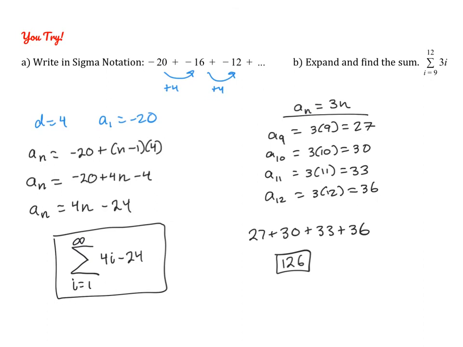Okay, let's have a look. For the first one, we're writing it in sigma notation, so we need to create the rule for the sequence. I can see that our common difference is 4, and our first term is negative 20. This is an arithmetic sequence, so we can make the rule right here. You should get 4n minus 24. Then from there, we set up our sigma. We are starting with the first term, so we start at i equals 1. We write our rule here using a matching variable, and since it has dot, dot, dot, it's implying that this series would keep going on forever, so it's to infinity.